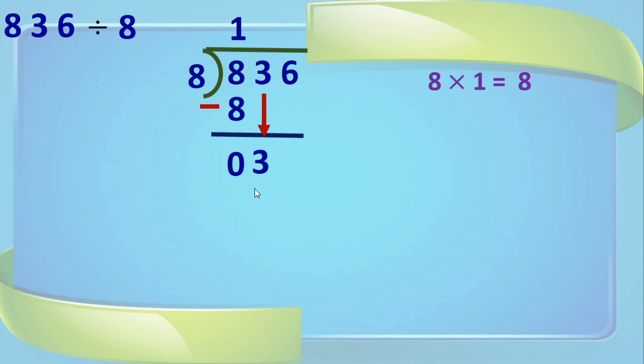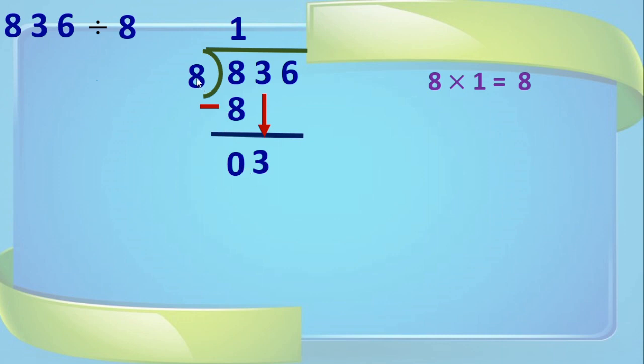But dear children, can you see this? 3 is smaller than this 8. What to do now? Can we take 6 directly here to make 36? Yes? No, that is wrong. Okay, what we have to do now? Here only 3 is there.